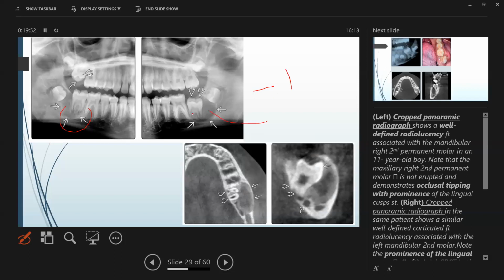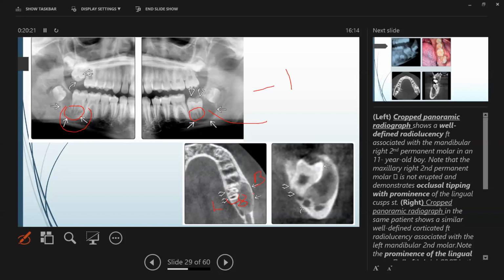If any cyst is associated with the erupting molars, then most likely it is a paradental cyst, and it's always associated with the bifurcation area. Okay, the bifurcation. So that's why it is called a paradental cyst. And when you take an axial CBCT, you can see the root tips are supposed to be in the center, right? But you see here there is a shift in the root tips. They have moved towards the lingual aspect. So this is the buccal aspect, and this is the lingual aspect.